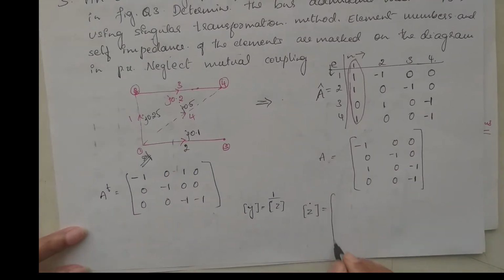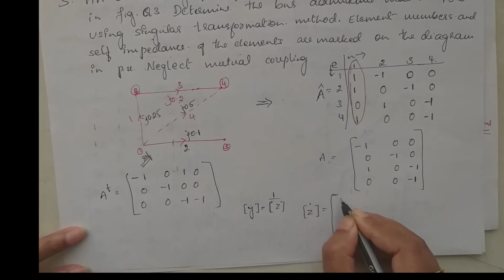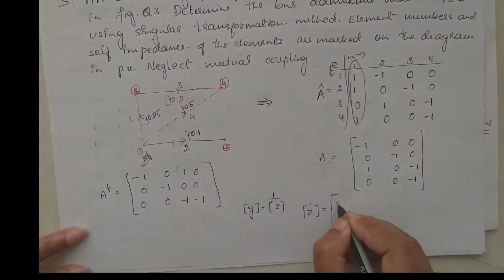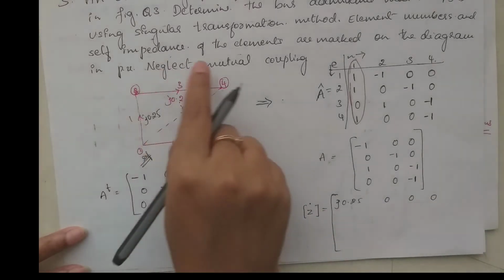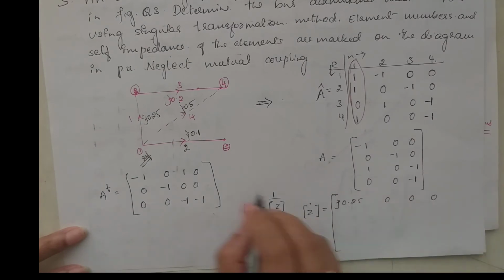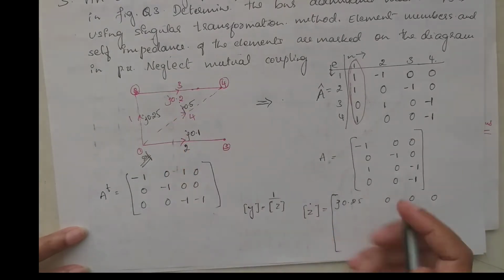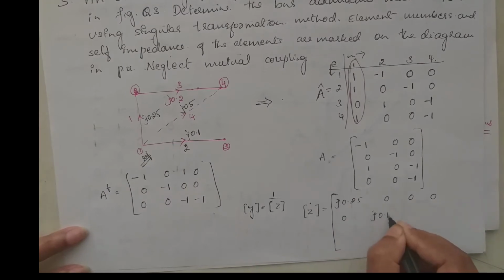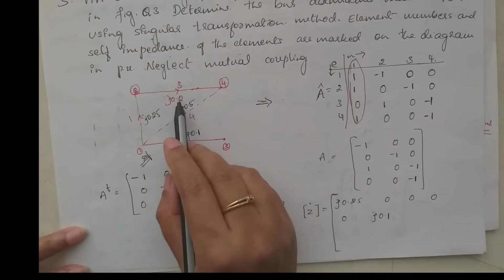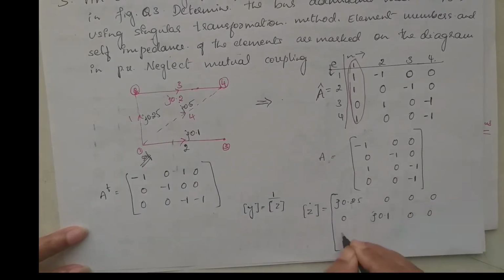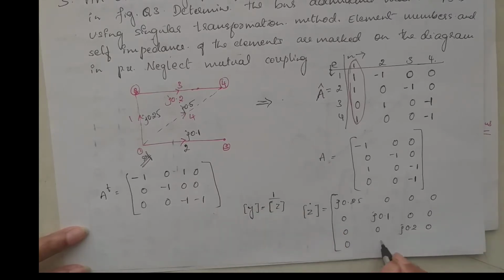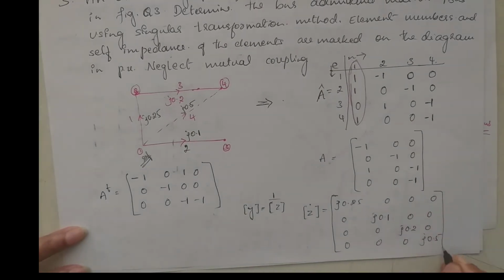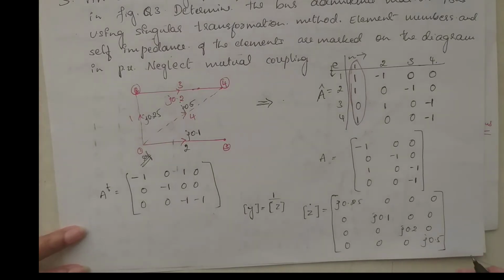So Z, which is self impedance: Z11 is equal to j0.25, and the off diagonal elements are 0, because it has only self impedances. Next, Z22 is j0.1, off diagonal elements will be 0, and Z33 is j0.2, Z44 is j0.5.